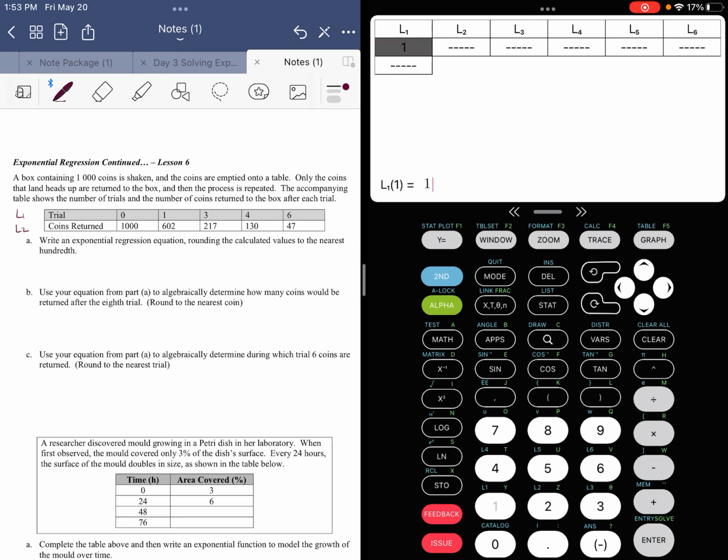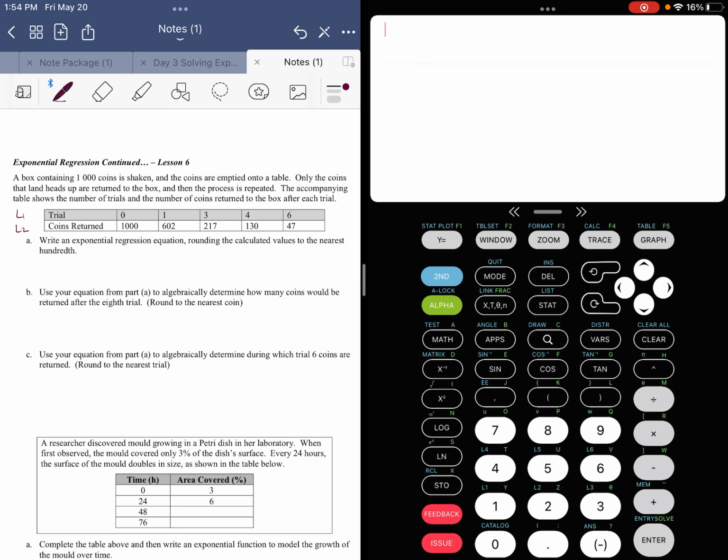And in L1, you're going to type in your values. So 0, 1, 3, 4, and 6. And in L2, we're going to put in 1,000, and 602, and 217, 130, and 47. All right, now we need to calculate our exponential regression.